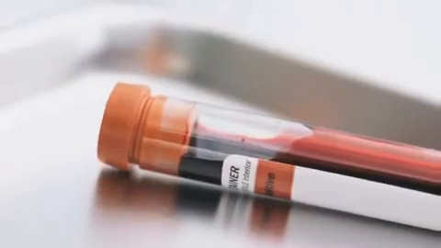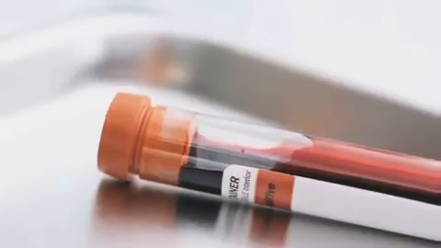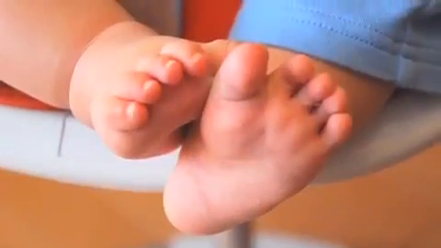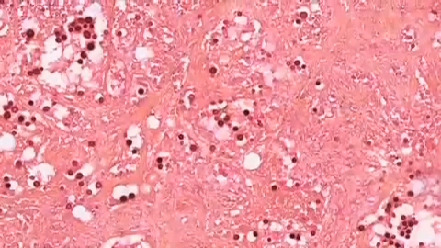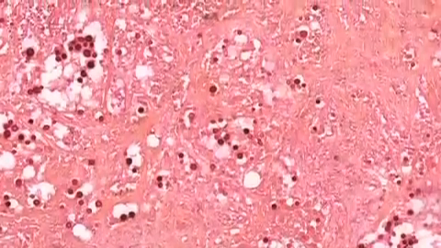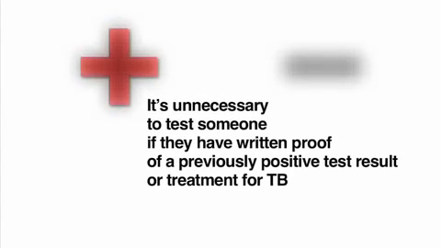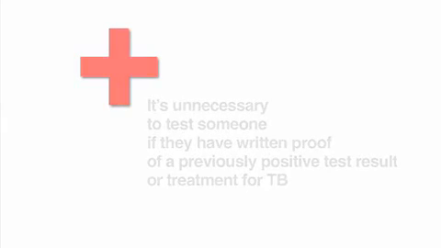The blood sample must be processed within 8 to 30 hours. Also, there's limited data about the test in children younger than 5, people who are immunocompromised, and those who are tested repeatedly. Results are reported in two ways. They can be positive, negative, or indeterminate, and are also given quantitatively. It's unnecessary to test someone if they have written proof of a previously positive test result or treatment for TB.